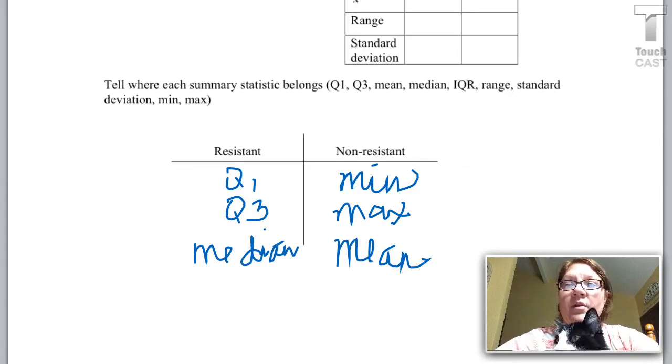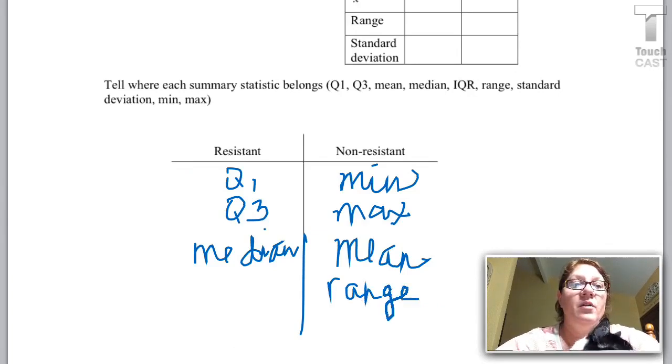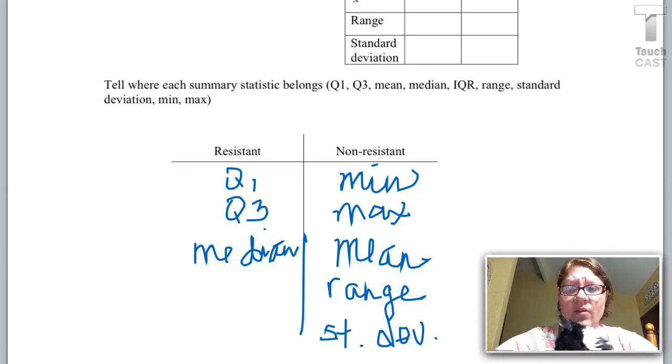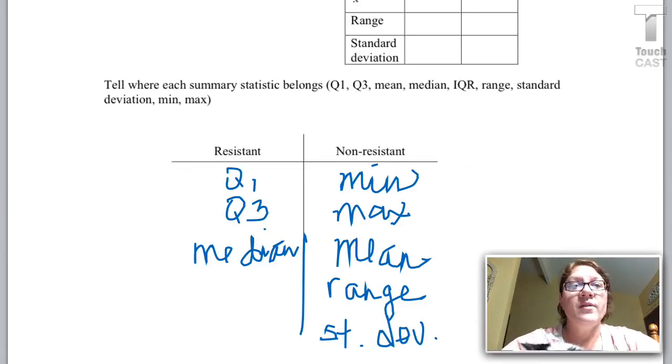So I didn't have you calculate the mean, but I would encourage you to go back and add that below standard deviation so that you can see what happens when I have those outliers. For sure you need to do that. And also the range, when I have the outliers, notice how different the range was on the second set of data. And then also the standard deviation, notice how much way bigger that standard deviation was when I had those outliers. So resistant means they don't change when there's outliers.